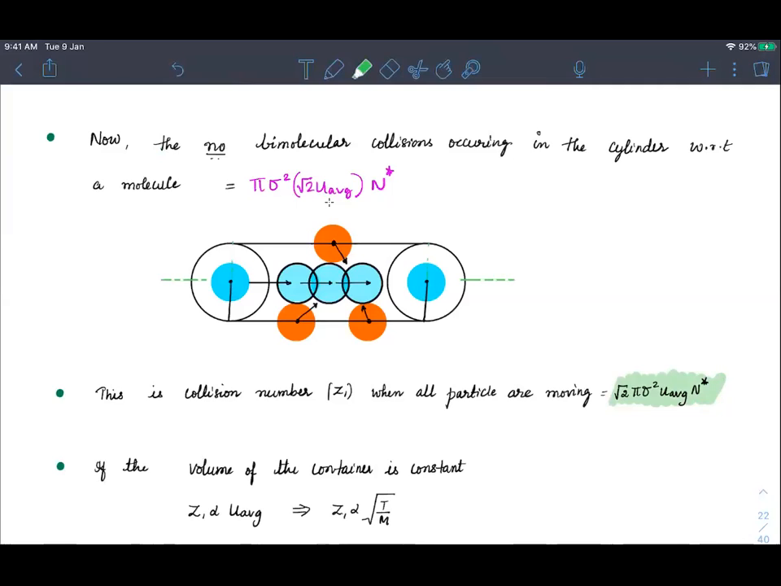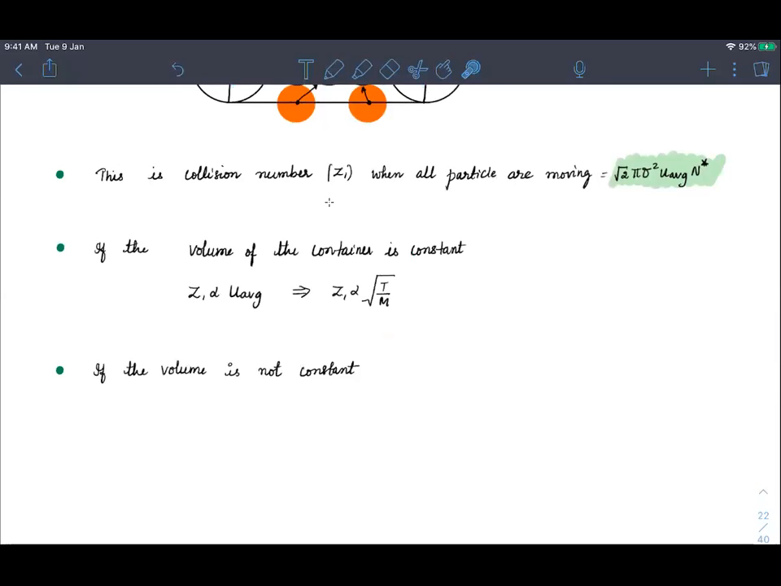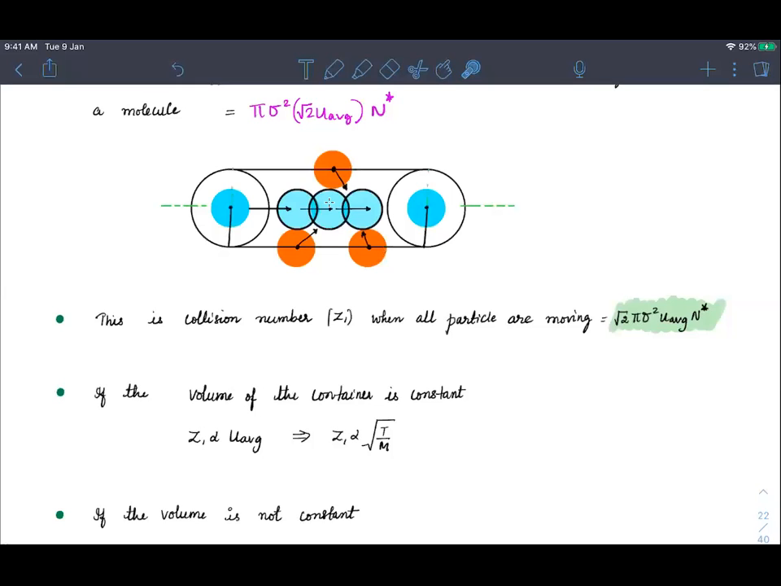What is the collision number of a particle? Every gas particle will have this many collisions per unit second. Everybody understood that? If anyone has a doubt, please ask now.